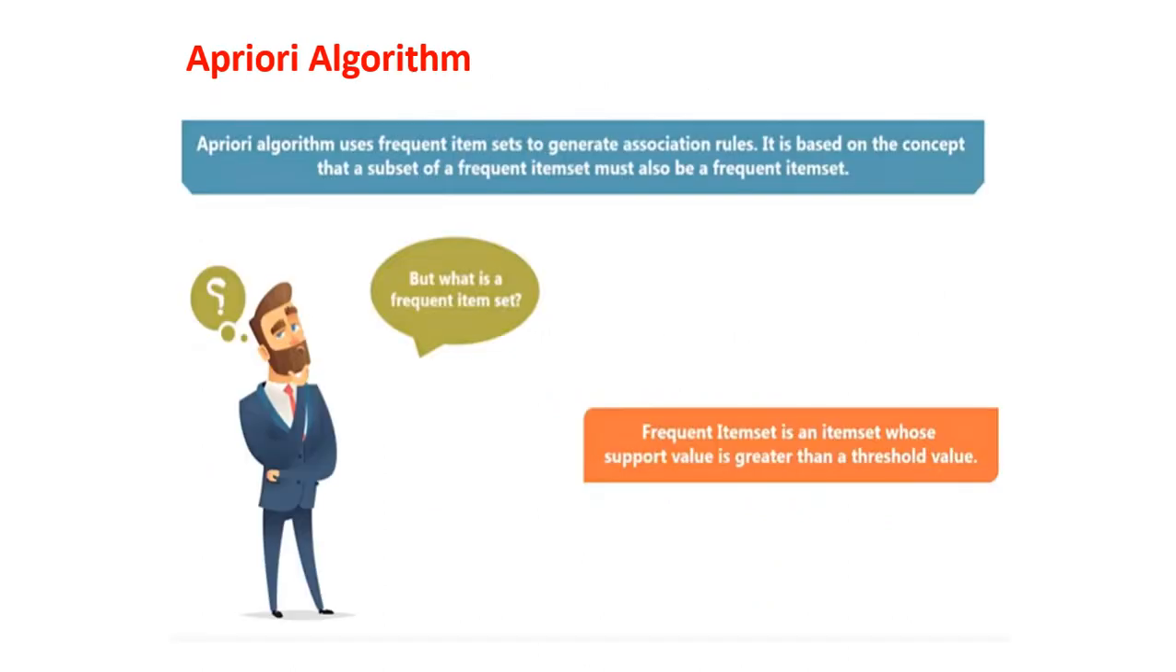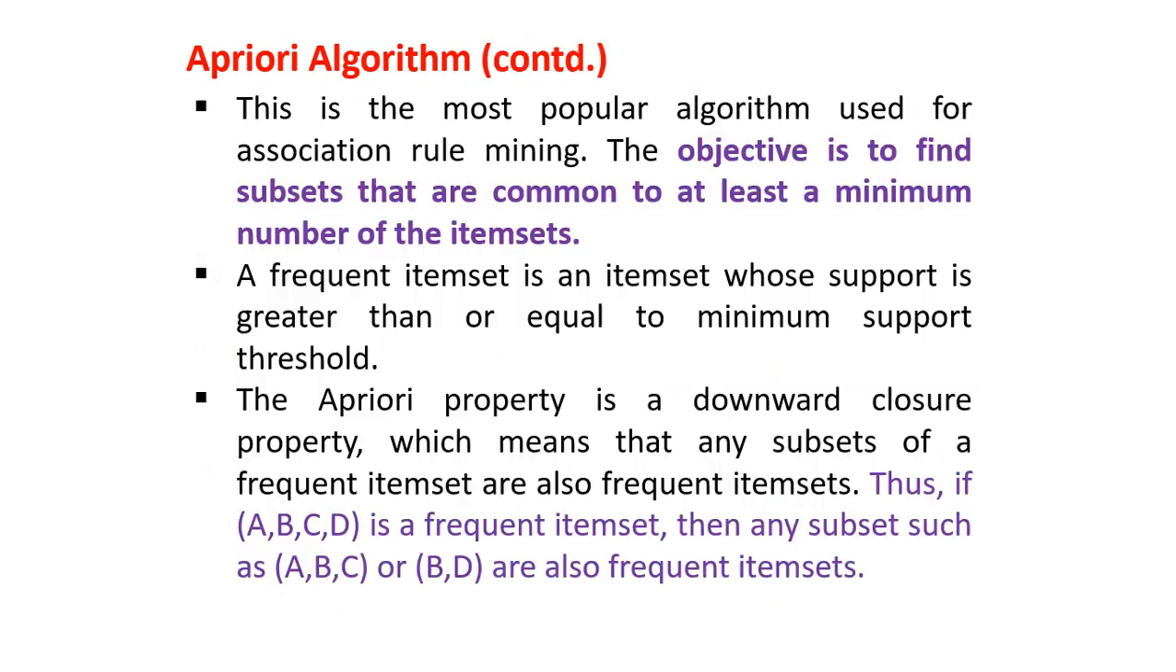The Apriori algorithm uses frequent item sets to generate association rules. It is based on the concept that a subset of a frequent item set must also be a frequent item set. So what actually are frequent item sets? A frequent item set is an item set whose support value is greater than the threshold value. Some threshold value is initially fixed, and it could be either less than or more than the threshold. Usually in this algorithm, more than the threshold value should be chosen.